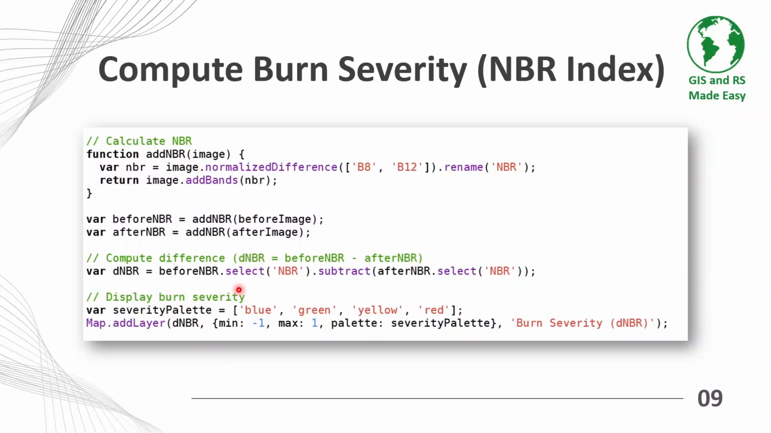Now is the time for display of the burn severity. First we made a severity palette. There are four colors: blue, green, yellow and red. Then we will add the difference NBR layer as a map layer. So we add this image as a layer, and then minimum value we wrote -1 and maximum value 1. Then we pass the palette that we have created here and wrote the name of the band. You can write anything here.